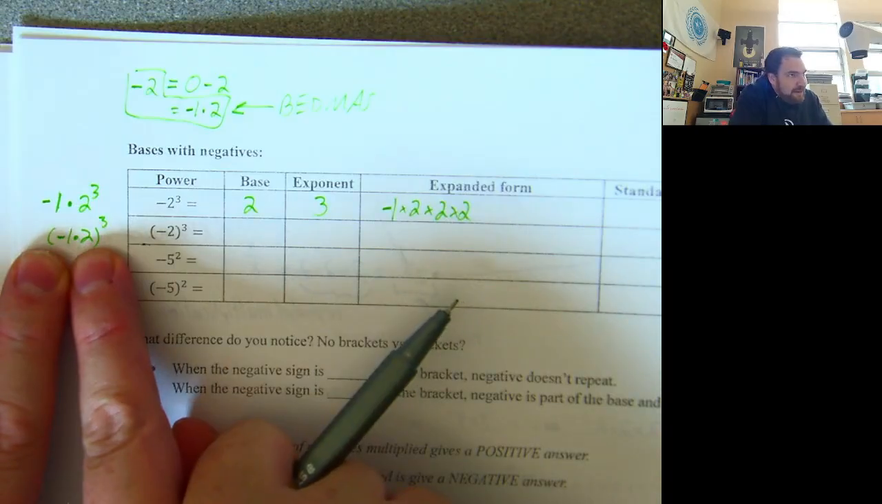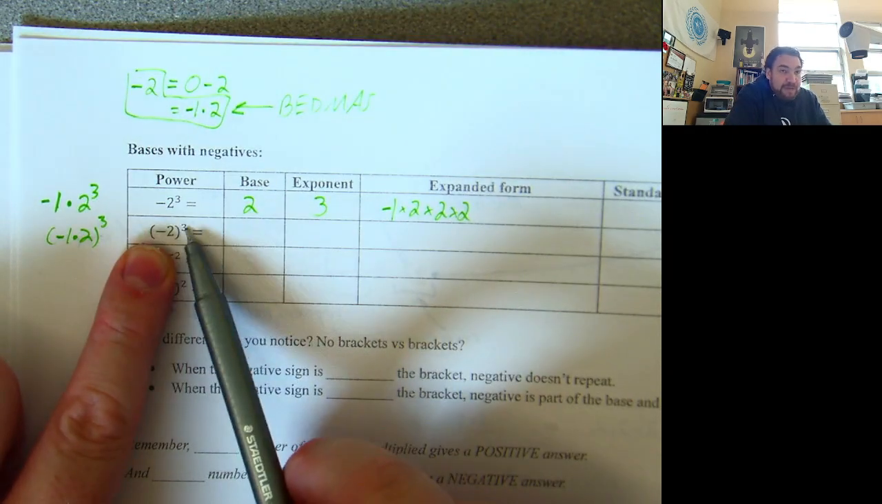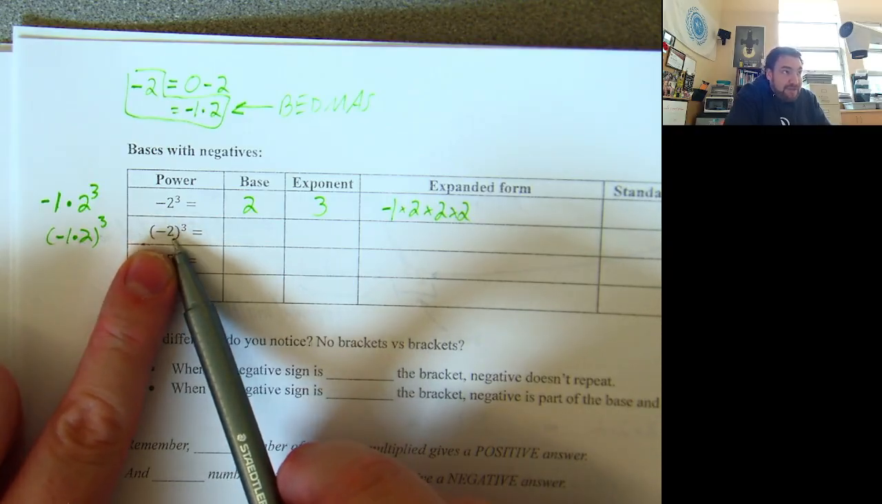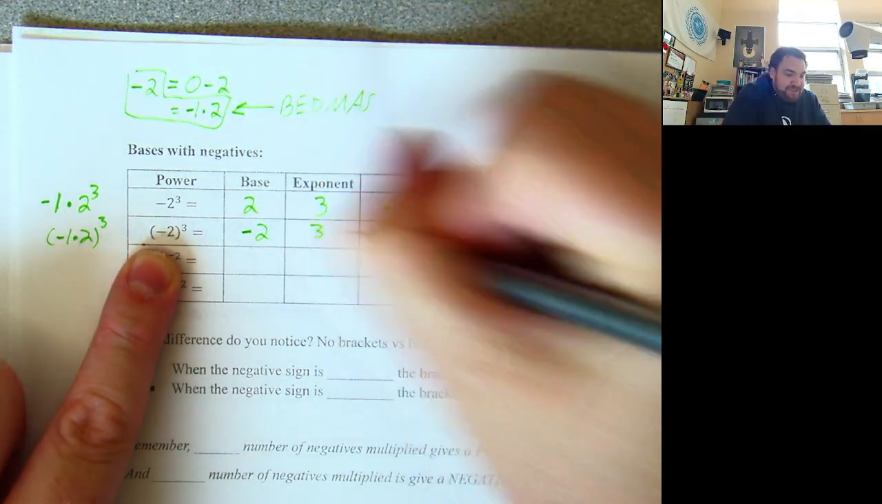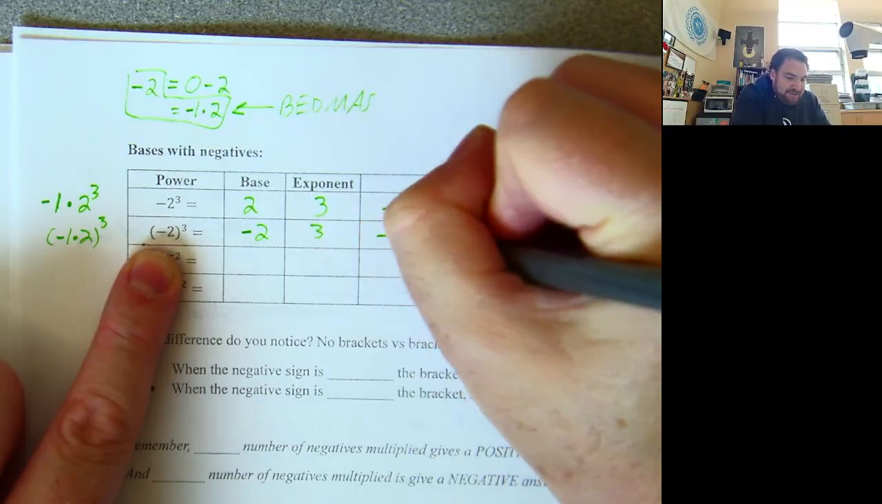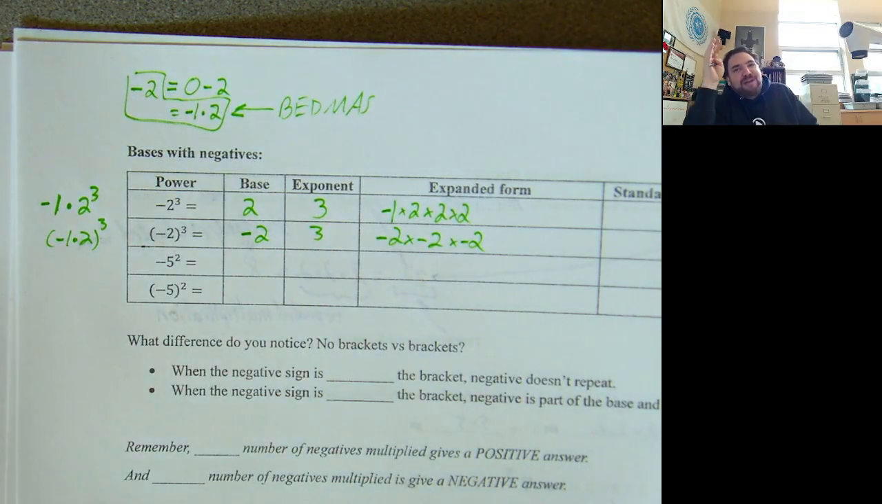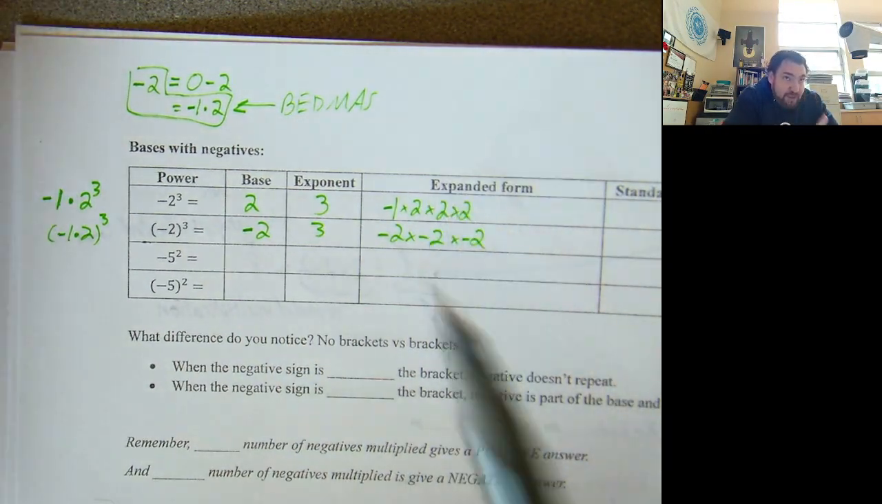Here, BEDMAS would say I do the multiplication inside those brackets first, giving me -2 to the power of 3. Inside those brackets, the negative becomes part of the base. So now the base is -2, the exponent is still 3. This one's going to be -2 times -2 times -2. You're right, I wasn't in your grade 8 class. I don't actually know what you were taught. But if you were taught that this and this are the same thing, you were misled.